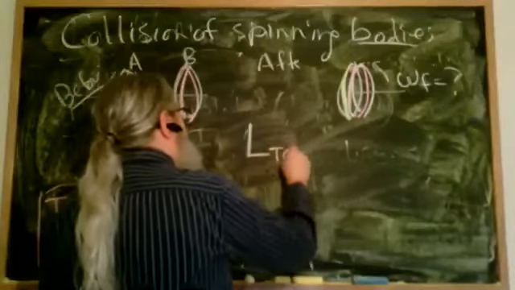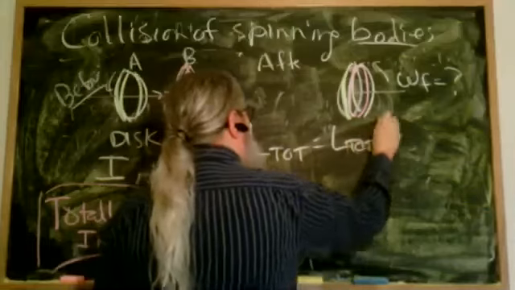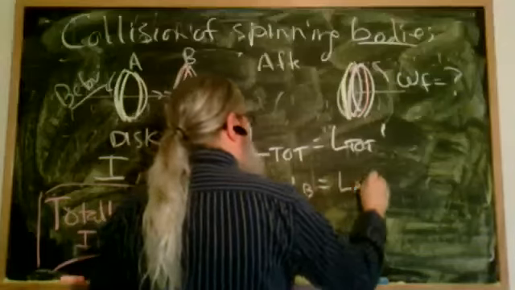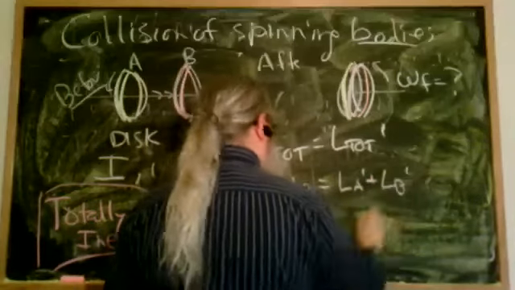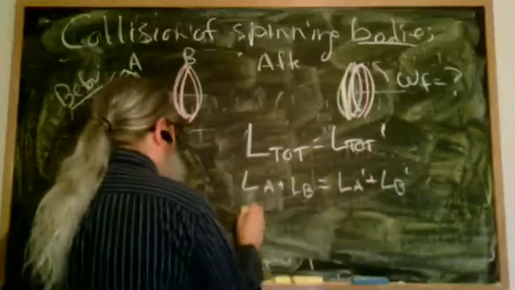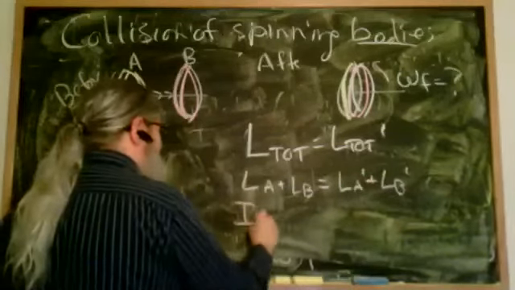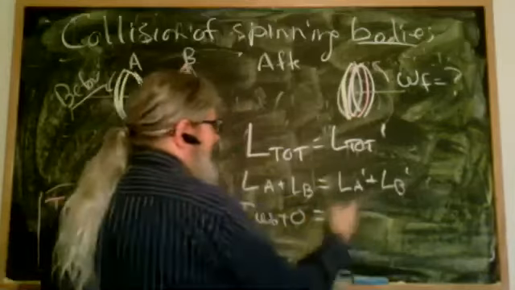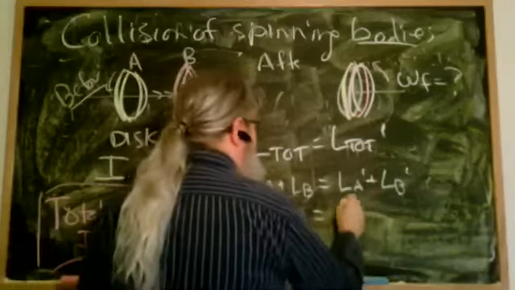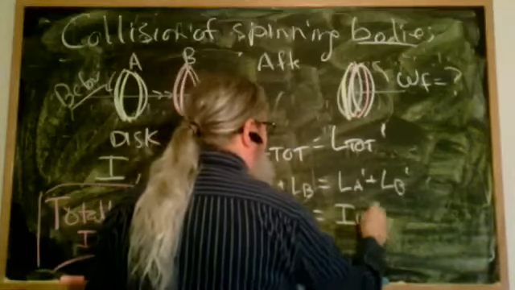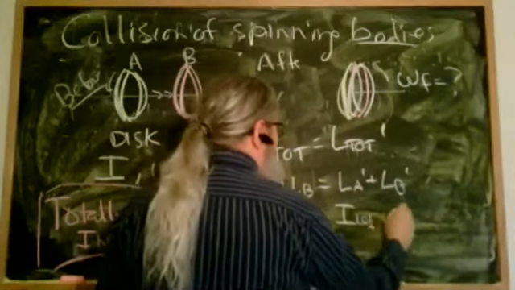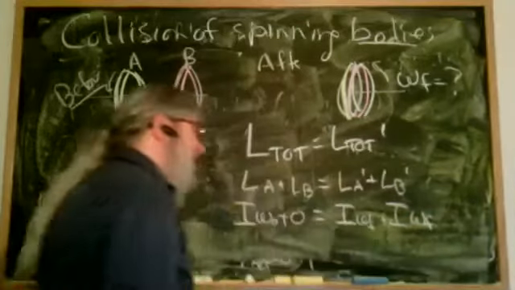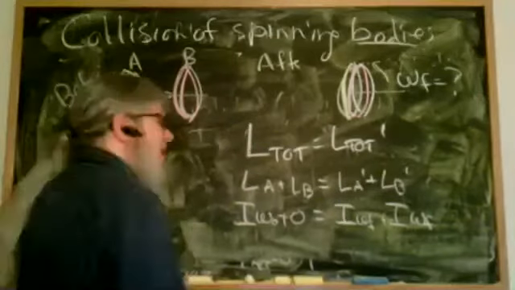So I can say L total equals L total prime. So that means L_A plus L_B equals L_A prime plus L_B prime. In this case, that's going to be I times omega naught plus 0. That's going to be equal to I times the final velocity omega prime for L_A, plus L_B. Since they're stuck together, they both have the same final velocity.